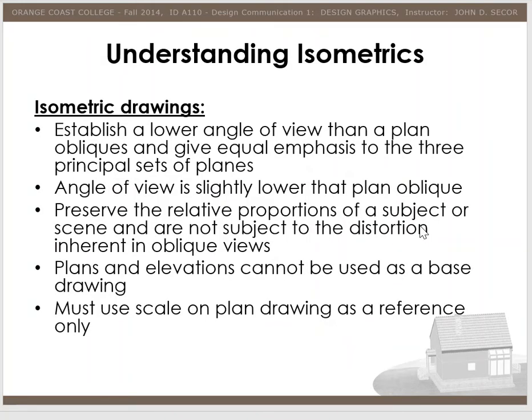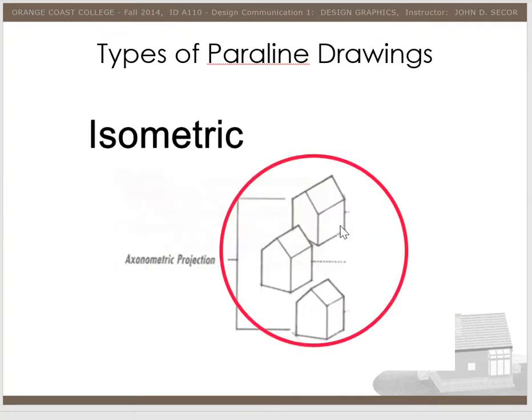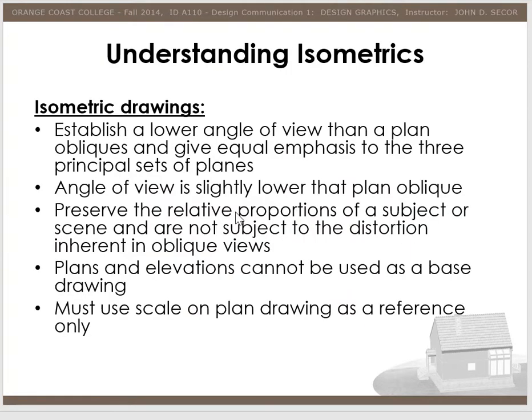So isometric drawings, understanding them. Well, basically, how are they different? Well, they establish a lower angle of view than a plan oblique and give equal emphasis to, once again, all 3 principal sets of planes, or just another fancy word, all 3 sides.